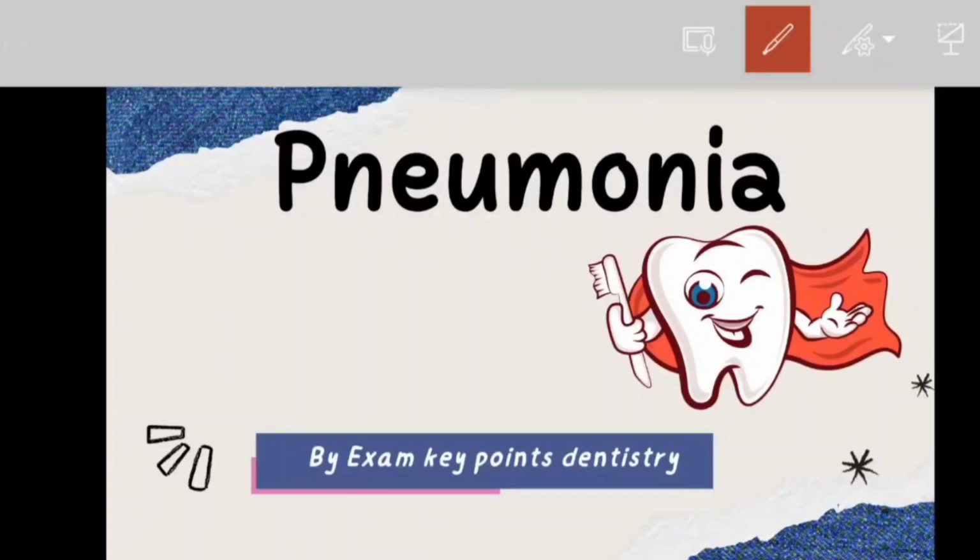Welcome back to Exam Keeper in Dentistry. Today's topic is pneumonia, one of the most important topics in general medicine and a favorite in BDS University exam and viva. So keep your notebook ready, because I will explain everything in simple English with a diagram, clinical example and exam tip. So let's begin.